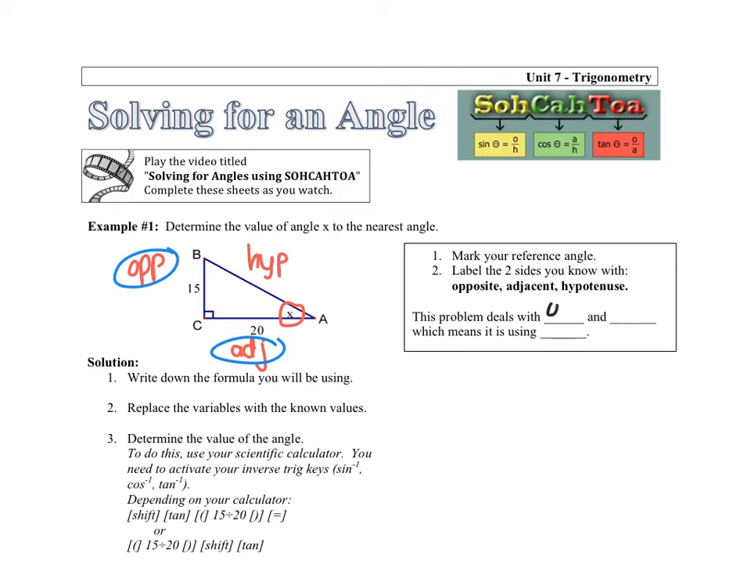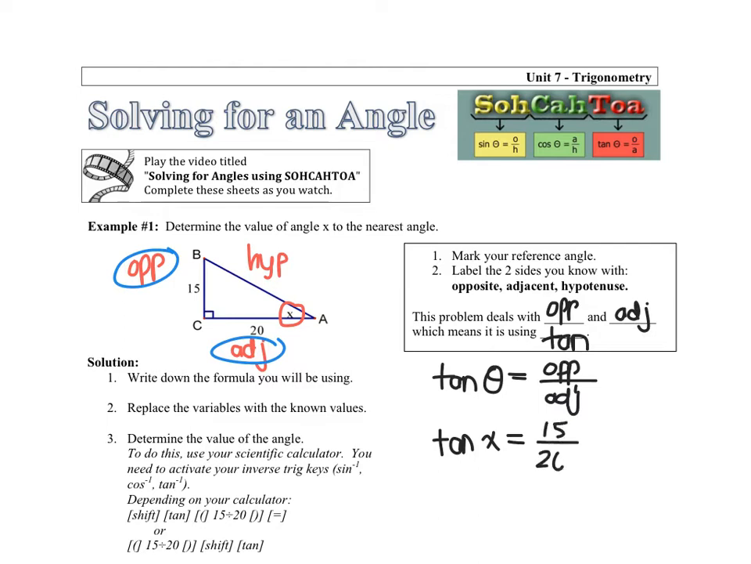So in this case, we're dealing with opposite and adjacent, which means we're going to use tan for TOA. So I'm going to write my original equation, tan theta equals opposite over adjacent, and I'm going to plug in what is given to me. I'm going to replace that theta with x, 15 for opposite, and 20 for adjacent.